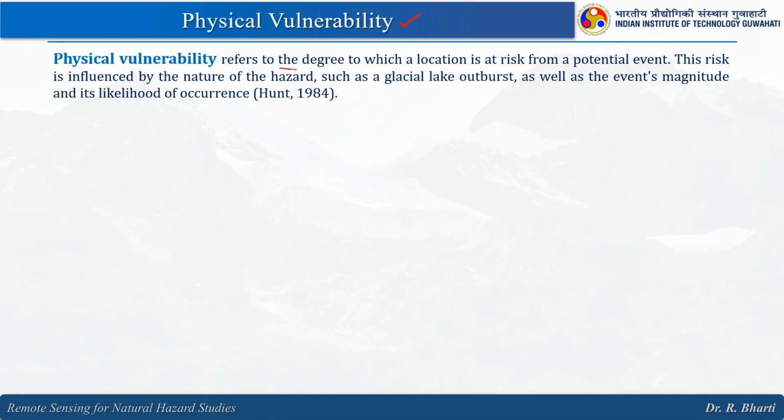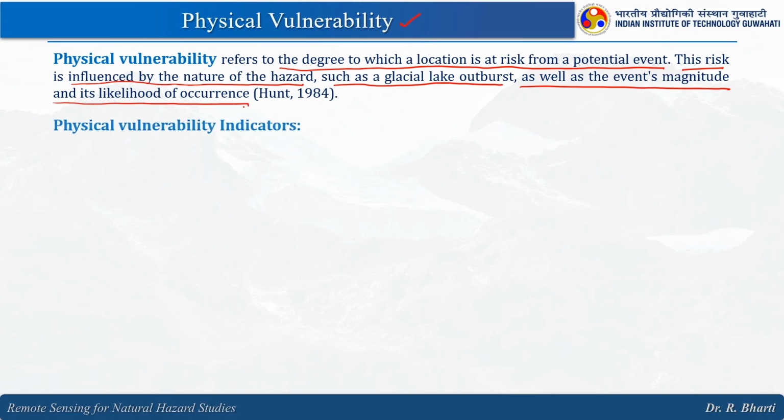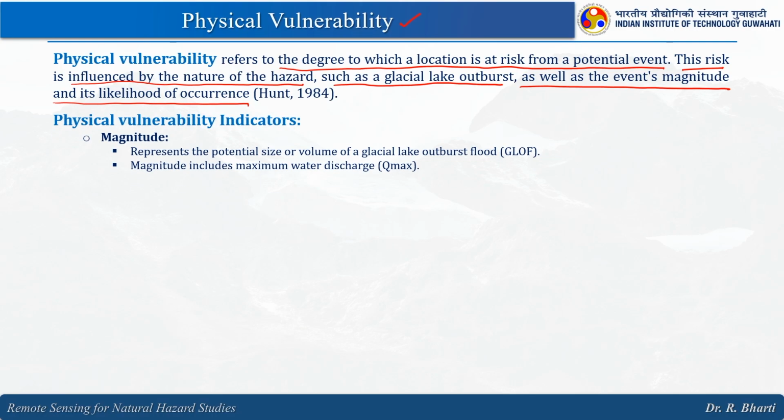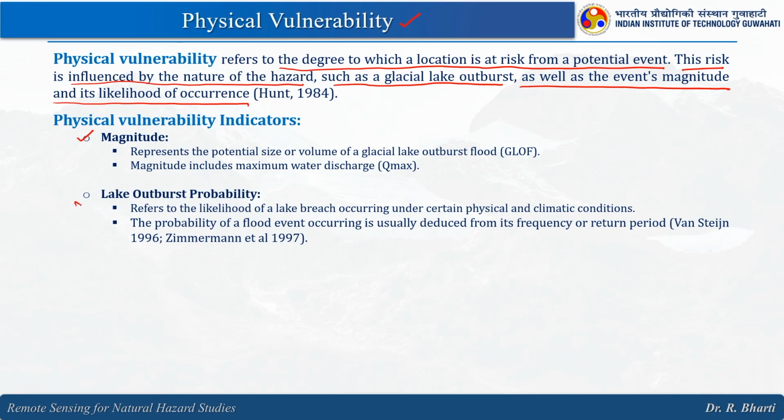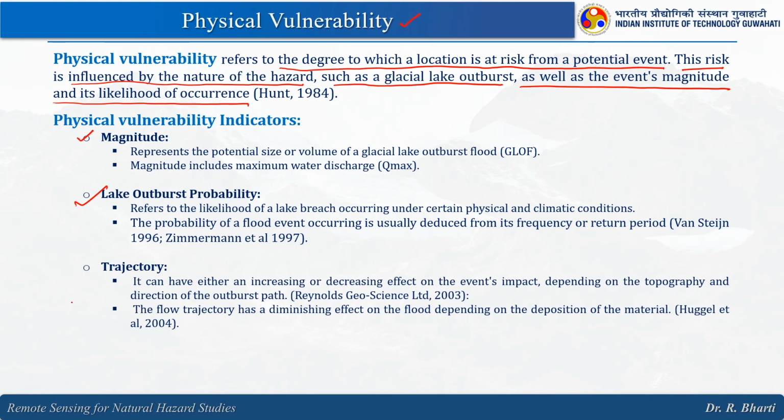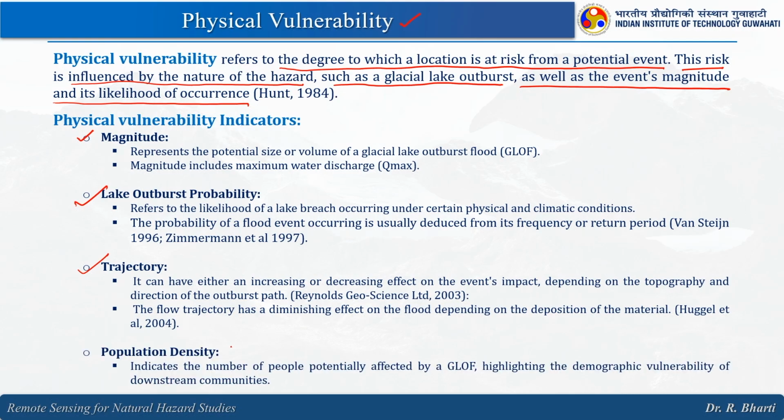The physical vulnerability, so here it refers to the degree to which a location is at risk from a potential event. This risk is influenced by the nature of the hazard such as a glacial lake outburst as well as the event's magnitude and its likelihood of occurrence, right. The physical vulnerability indicators are the magnitude, lake outburst probability and the trajectory, right, and also population density.